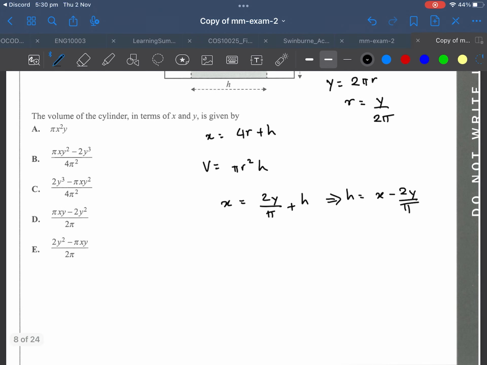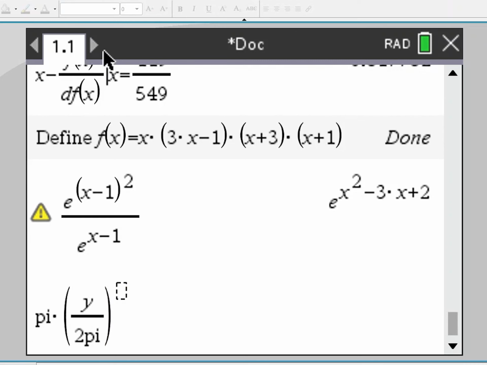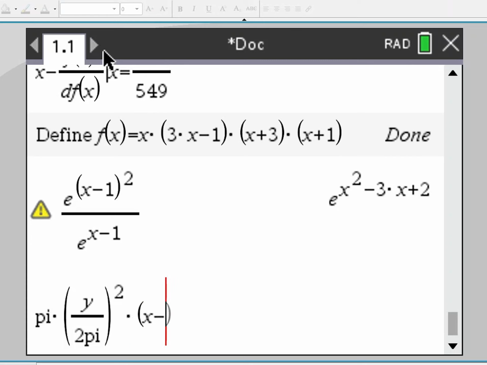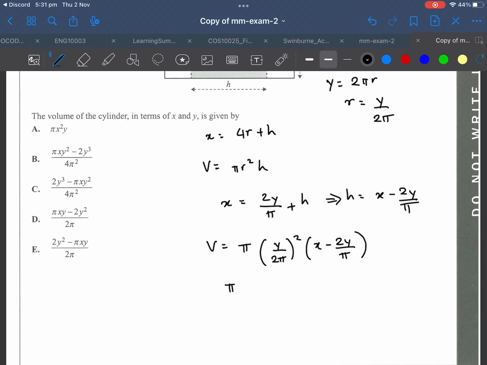Okay, volume equals pi times r squared, so y on 2 pi whole squared, times h, so x minus 2y on pi. And let me try simplifying this on CAS to see if any options match. So pi times y on 2 pi squared times x minus 2 times y on pi. Okay, so we get pi x minus 2y, y squared on 4 pi squared.